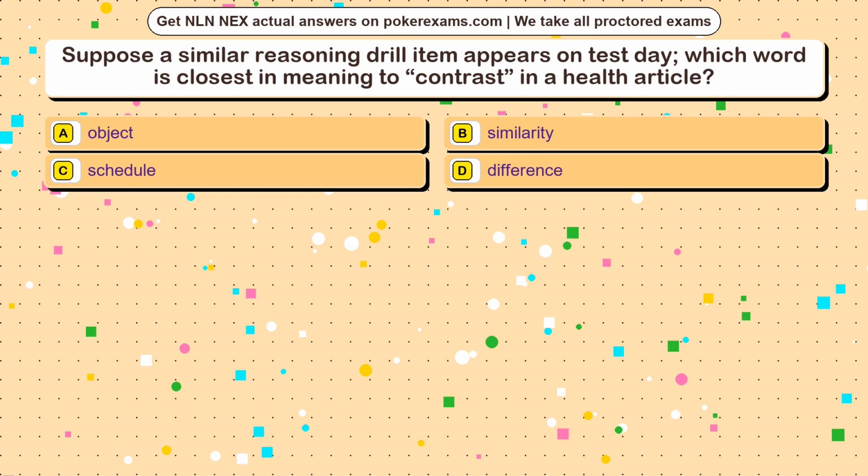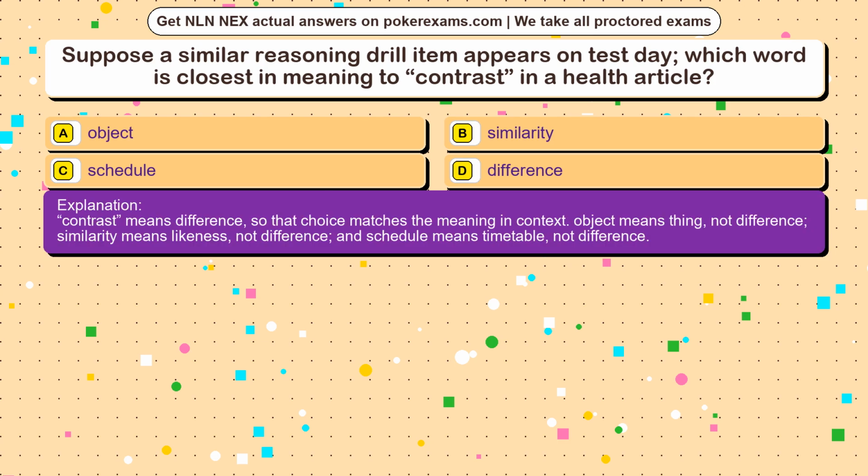The correct answer is option D. Contrast means difference, so that choice matches the meaning in context. Object means thing, not difference. Similarity means likeness, not difference. And schedule means timetable, not difference.